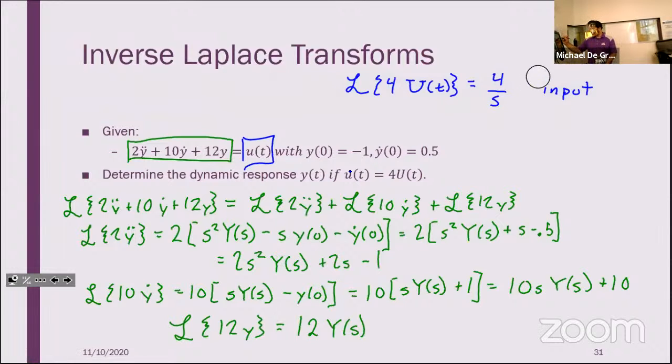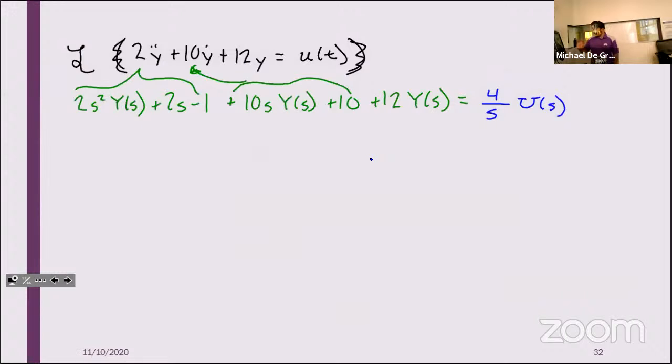In the same way that y of s is the Laplace transform of y of t, we get u of s here. We can't leave it out. So the Laplace transform of a constant 4 is 4 over s, and the Laplace transform of u of t is u of s. That's still right, and that's what we end up with here.